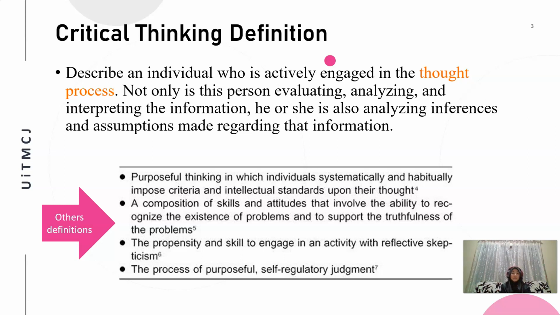So in critical thinking, you normally want to find the truth about things. It is also self-reflective, and a process of purposeful judgment. Normally when we talk about critical thinking, we have a certain objective to meet. So we know what we want to find, and then we have a very systematic process.